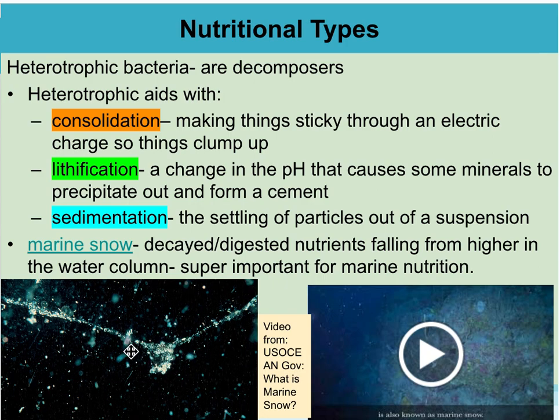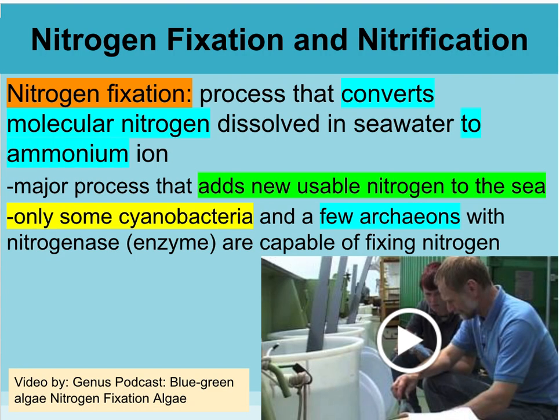Here's a picture of what it looks like, that falls from higher in the water column to the deepest parts of the ocean. And then other organisms that live in the deepest, darkest parts of the ocean rely on this marine snow just falling on them like manna from heaven to eat it. But I am so glad I don't have to eat this dead and decaying sticky matter. Here's a video from US Ocean Gov, What Is Marine Snow, that shows you what it looks like as it is falling from the tops of the ocean.